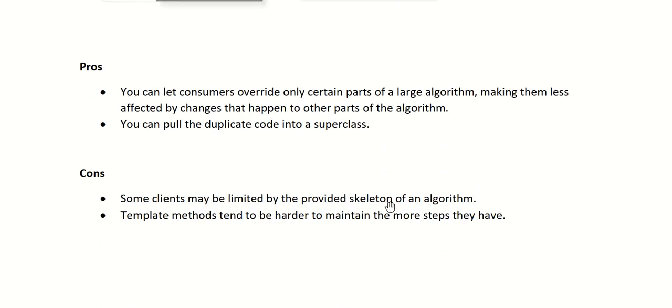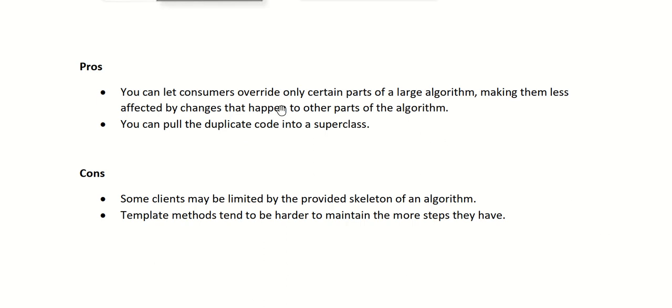So let's go through the pros and cons. You can let consumers override only certain parts of a large algorithm, making them less affected by changes that happen to other parts of the algorithm. Yes, I agree. Okay, so your large algorithm is not going to be affected by any kind of changes, because your workflow steps are predefined, your sequence is predefined. Okay, your template method ensures that. The only thing which is going to change is your primitives or your steps, as per your requirement. Okay, and making a change to one subclass will not affect any other subclasses.